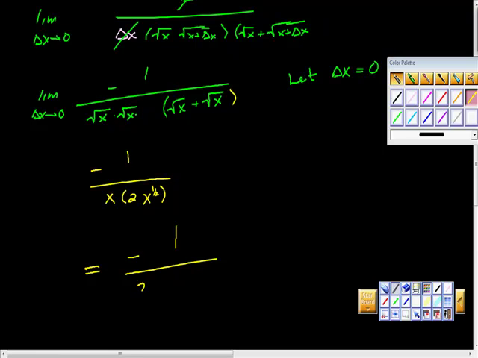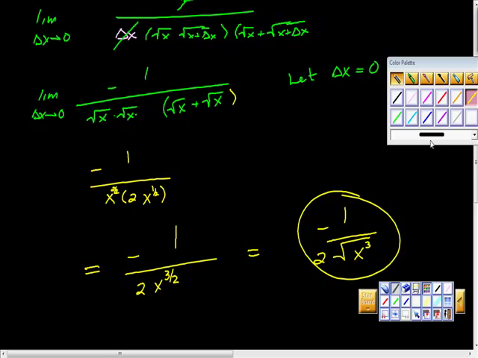This 2 is this 2, and x, this is x to the 1st power, so it's x to the 1 times x to the 1/2 power. Because remember, this is rules of exponents. We add their exponential values, so we get x to the 3/2 power, which could be written as negative 1 over 2 square roots of x cubed. Wow, right? So there's our answer. Okay, you guys, really, really solid work. Let me know.